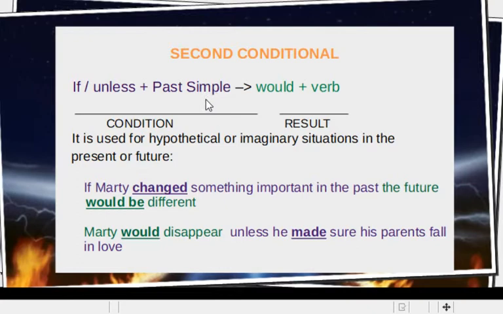That is the way that English people have to say something in the subjunctive. We have the subjunctive, si fuera o fuese, si hiciera o hiciese. Since English people don't have the subjunctive, they use the past simple. If Marty changed something important in the past, and then the result, again, to imply this lesser degree of certainty, instead of using will, that is more certain, we use would, that is the uncertain equivalent to will. So if Marty changed something important in the past, the future would be different. With unless, Marty would disappear unless he made sure his parents fall in love in the past.